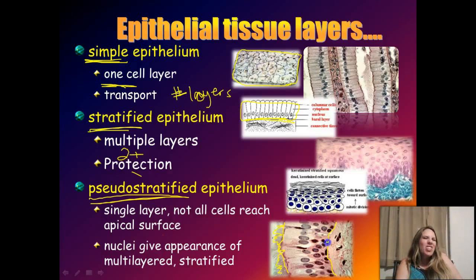But if you actually look really closely under a scope, you'll notice that the basal side, the basolateral side of these cells all touch that basement membrane. So even though the nuclei are positioned in weird places and not all of the cells touch the apical surface, they all do touch the basement membrane, the basal surface, and therefore they're simple, but they look like they're stratified, therefore we call it pseudo-stratified. So that kind of tissue is common in the respiratory system, the trachea.